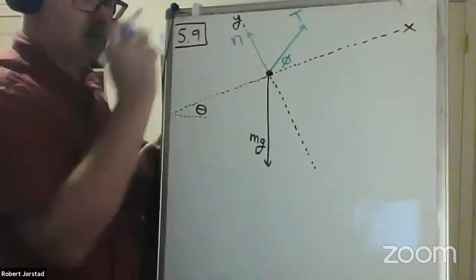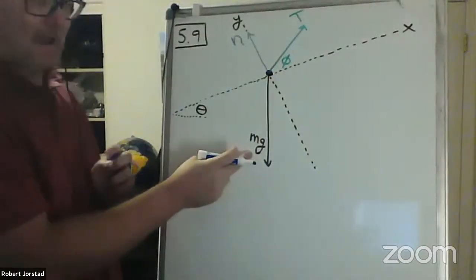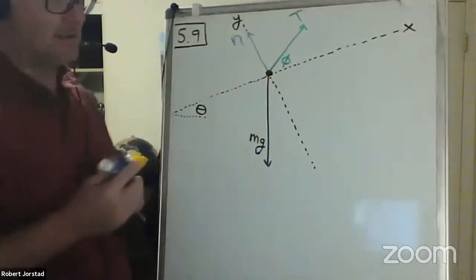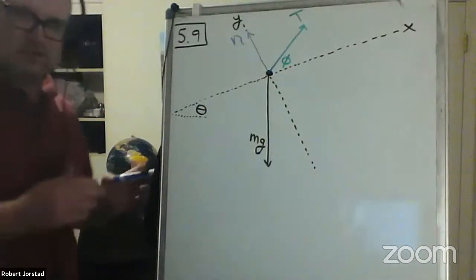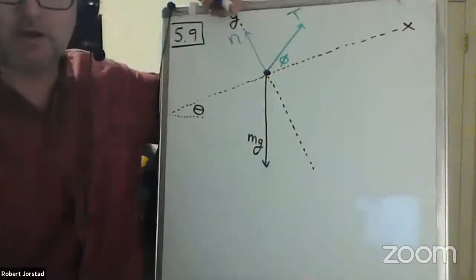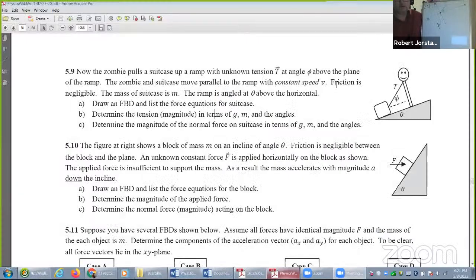Now I'm going to use lowercase n for the magnitude of the normal force, mg for the magnitude of the weight force, t for the magnitude of this tension in that weird zombie string. Now there's no friction in this problem. How do I know? I think it said so. I'm going to verify that. Let's go back and look at this. Friction is negligible. You see that? Mass of the suitcase is m. Okay, we got all that.